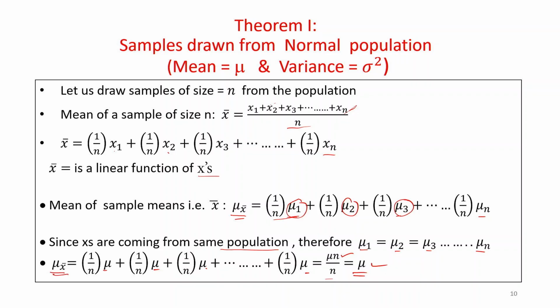So the mean of sample means is equal to the population mean. That is one of the very great relationships between the population mean and the mean of the sample means. In mu x bar, the x bar indicates that mu is the mean of the sample means.